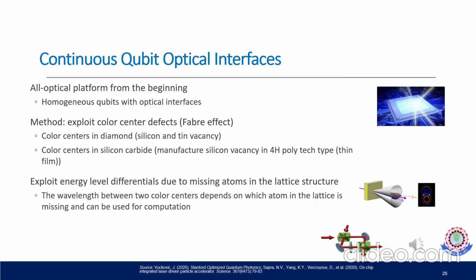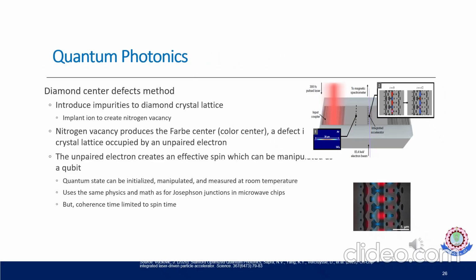A continuous qubit optical interface provides an all-optical platform from the beginning, with homogeneous qubits and optical interfaces. This method exploits color center defects: color centers in diamond and color centers in silicon carbide. The wavelength between two color centers depends on which atom in the lattice is missing and can be used for computation as well.